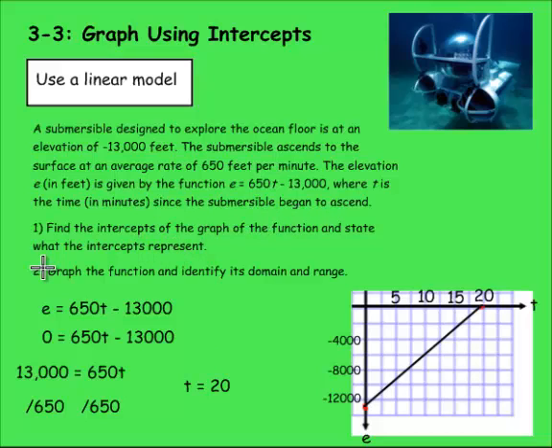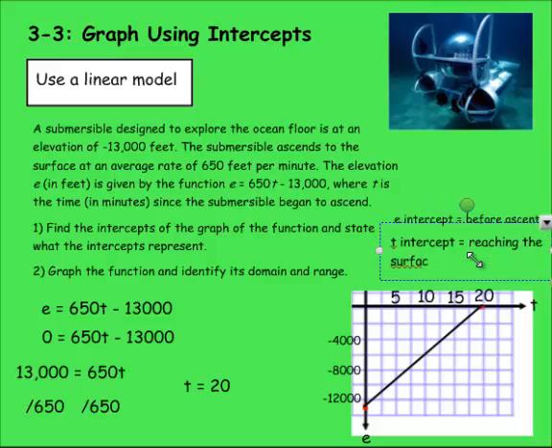What do these intercepts represent? So at 0t here, we're at negative 13,000 feet, and that's when we're at 0 minutes. So that means before we ascended, we were at negative 13,000 feet. E-intercept equals before ascent. Then what would this intercept be? Well, this intercept is after 20 minutes, where are we? Our elevation is 0. So the t-intercept is going to equal reaching the surface, because at the surface, that's when we have 0 elevation.